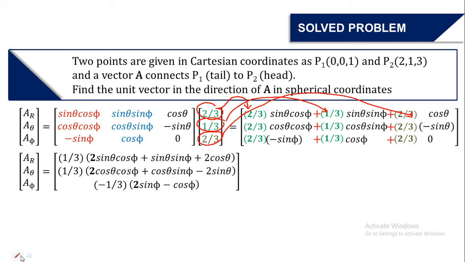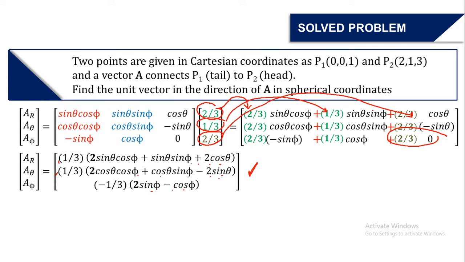So sinolve na natin, ang nakuha natin sagot is, dahil pwedeng i-factor out yung 1/3, we have 1/3 times 2 sine theta cosine phi plus sine theta sine phi plus 2 cosine theta. So in-evaluate ko lang ito. Sa second component naman, we have 1/3 ulit dahil pwede siyang i-factor out times 2 cosine theta cosine phi plus cosine theta sine phi minus 2 sine phi. Sa baba rin, pwede rin i-factor out yung 1/3 or actually negative 1/3. It is negative 1/3 times 2 sine phi minus cosine phi. Wala na tayong third element dahil ito ay 0 na, right?